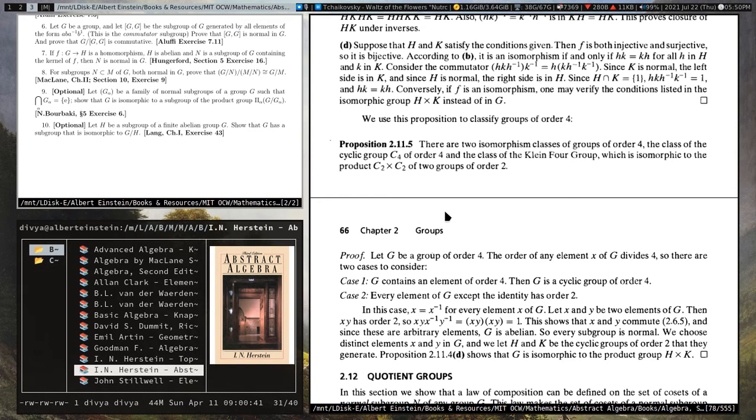So you have a little proof here. You have a group of order 4. The order of any of these elements is going to divide 4. You have two cases to consider. Case 1 is when G contains an element of order 4, so the whole group G would just be a cyclic group of order 4. Case 2 is when every element of G except the identity has order 2.